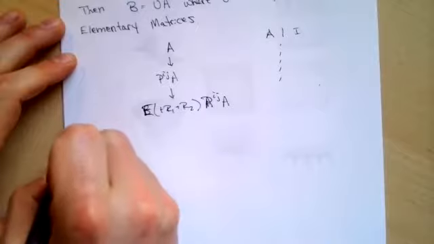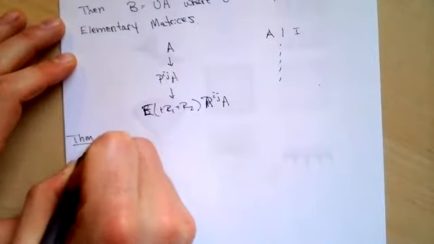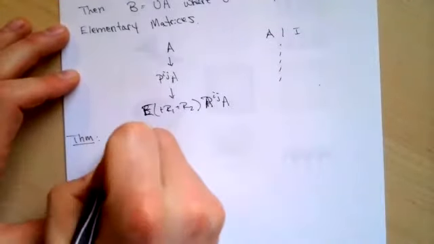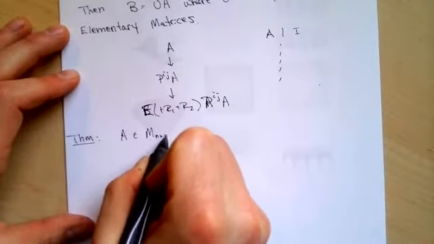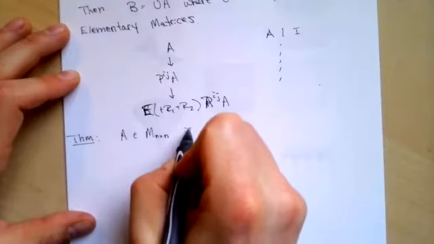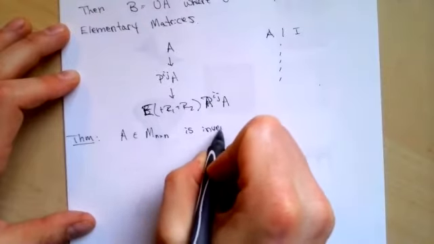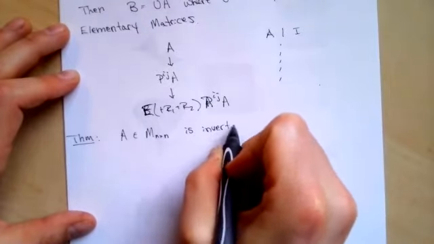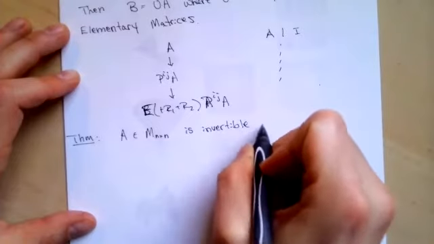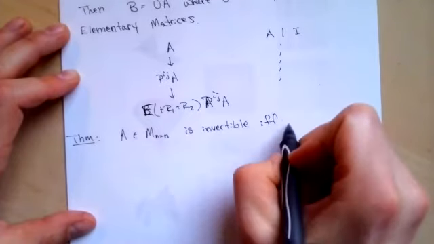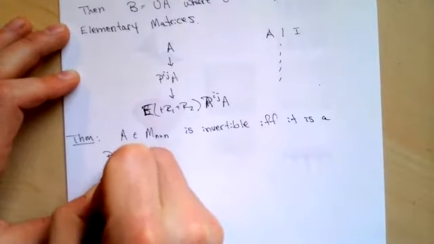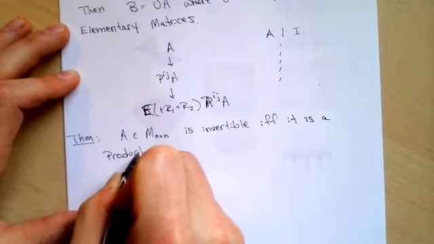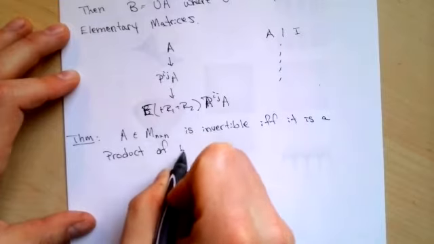And so from this, we can conclude that a matrix A is invertible, so it has to be square, if and only if it is a product of elementary matrices.